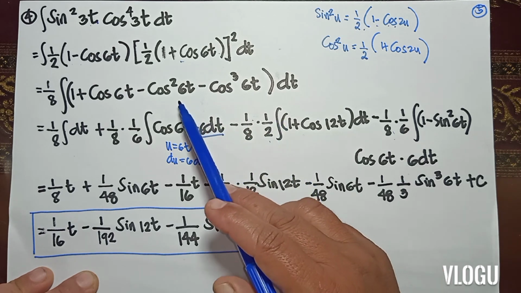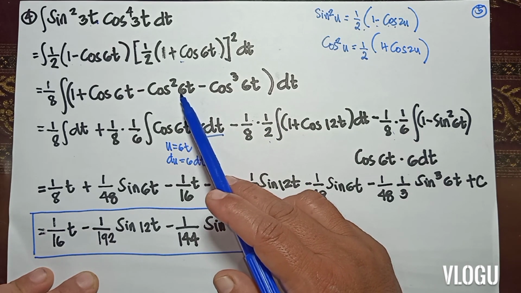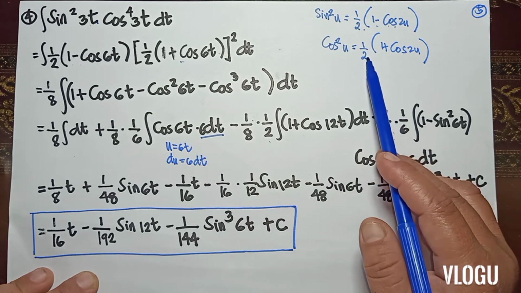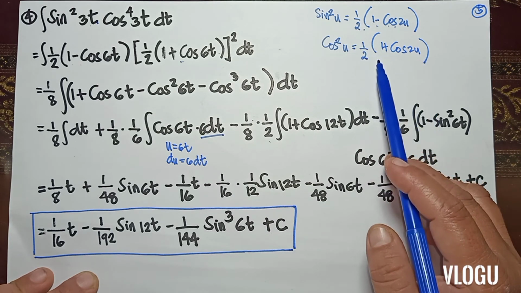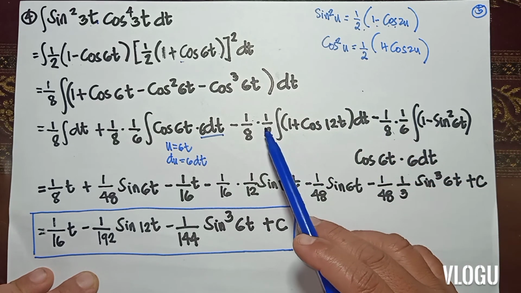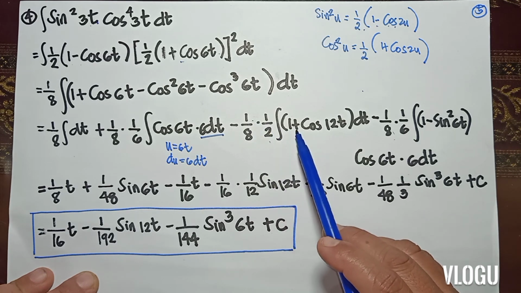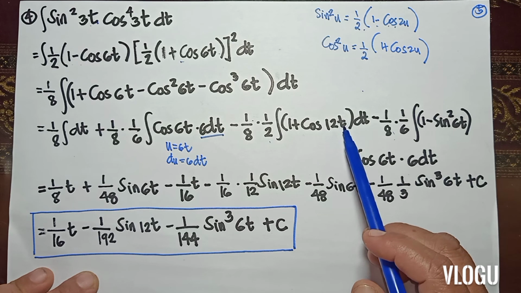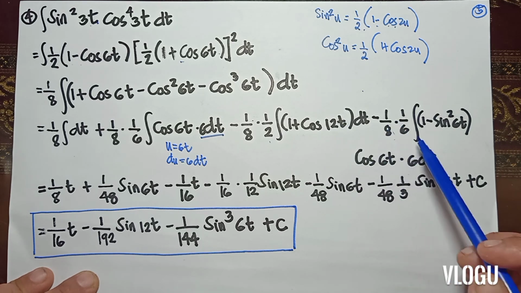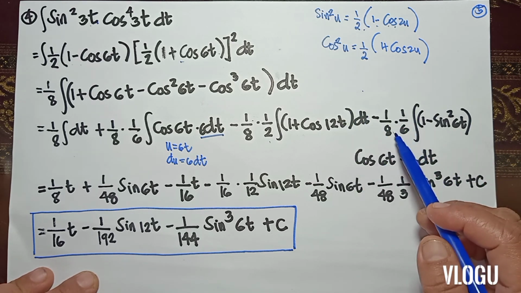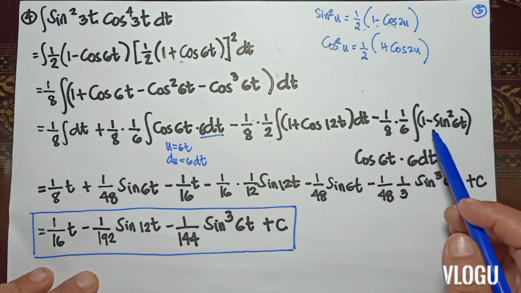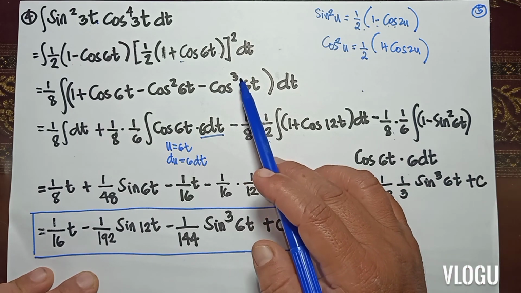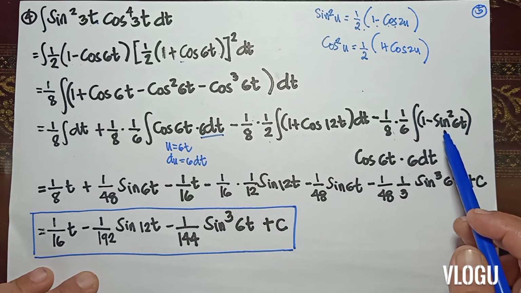Here we have, this is a form of even exponent. So, proceed to 1 plus cosine 2u over 2. So, that's the reason you will have 1/8 times 1/2, 1 plus cosine 12t, because u is 6t. Minus, okay, you have 1/8. That is cosine cube. Cosine cube, that is odd integer.